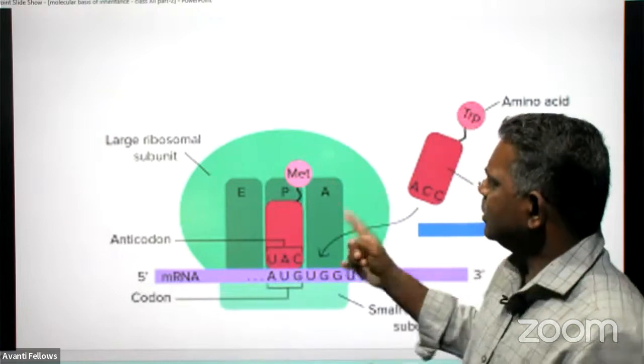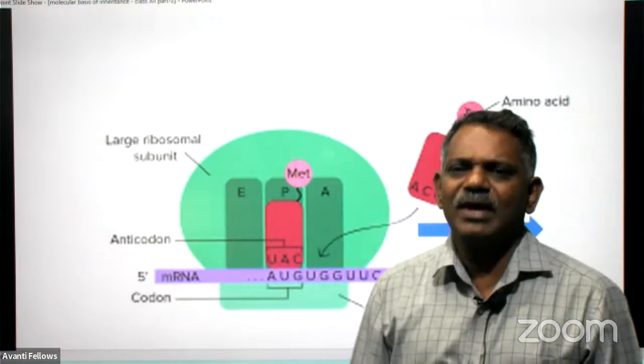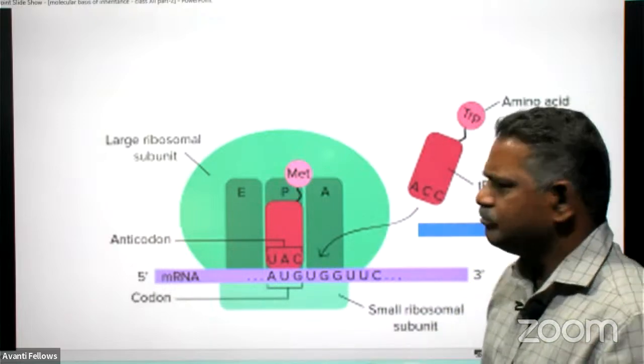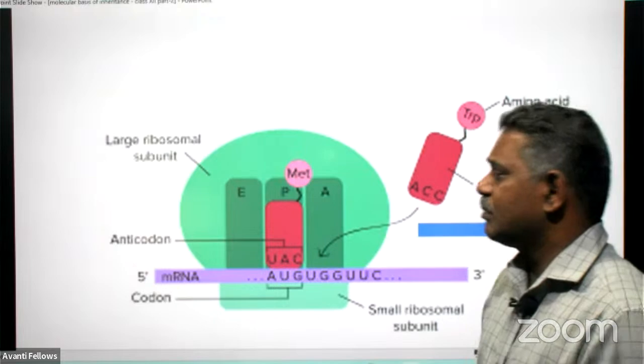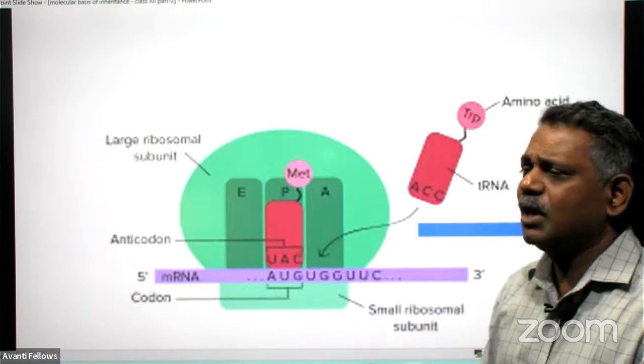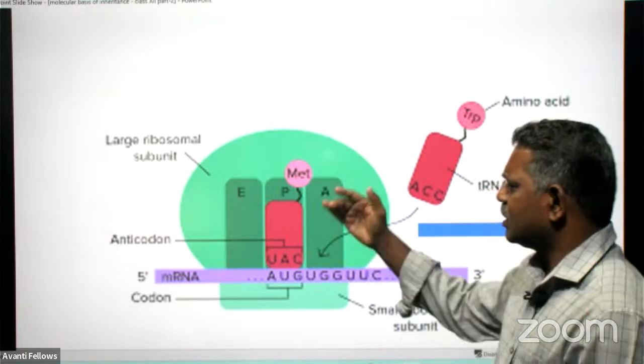That is why we call the ribosome the protein factory, because it is producing the protein with the help of the rRNA, the ribosomal RNA present at the junction of the large and the small subunits.